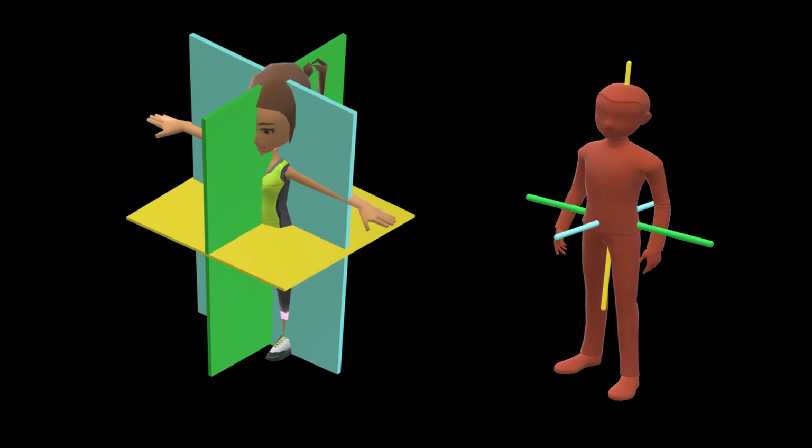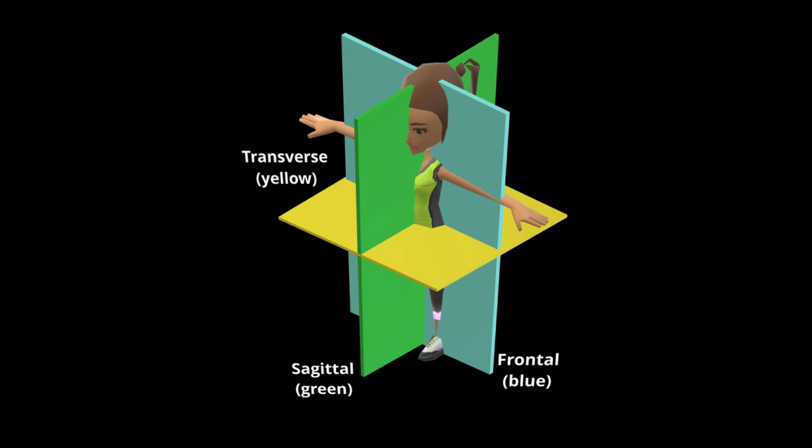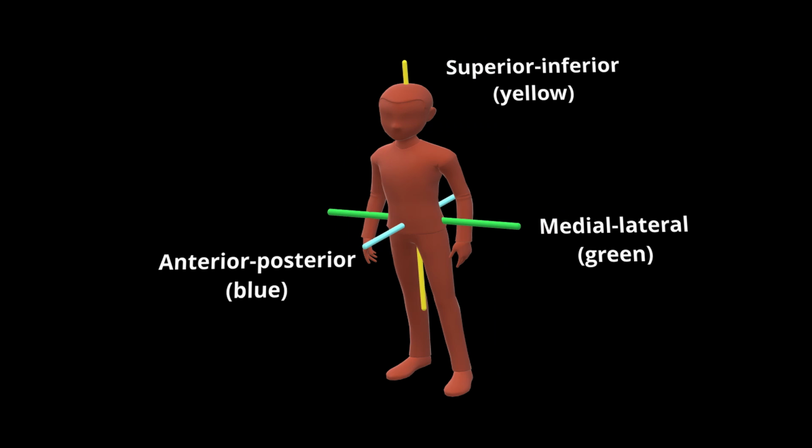When we talk about motion in the human body, it's helpful to break things down by cardinal planes and cardinal axes. Our cardinal planes include the sagittal plane shown in green, the frontal plane in blue, and the transverse plane in yellow. Our axes are our anterior-posterior, shown in blue, medial lateral in green, and our superior-inferior axis in yellow.